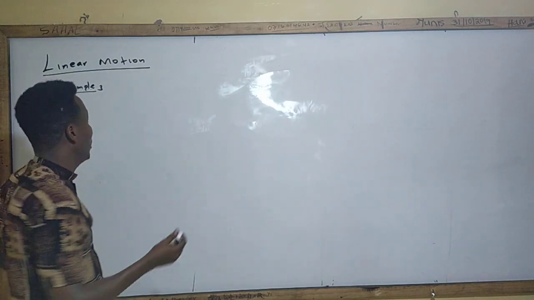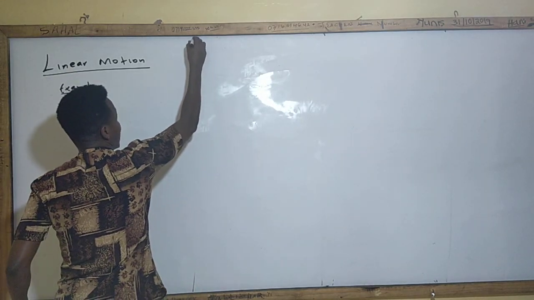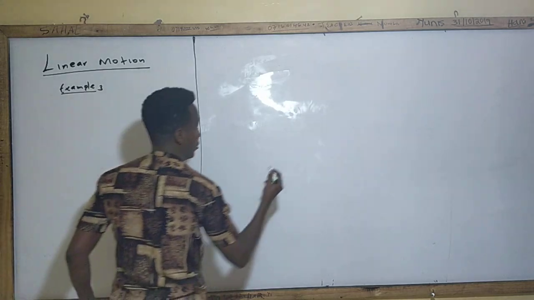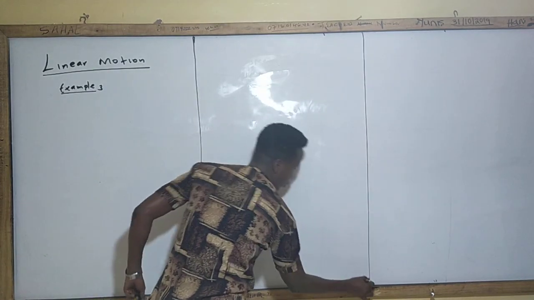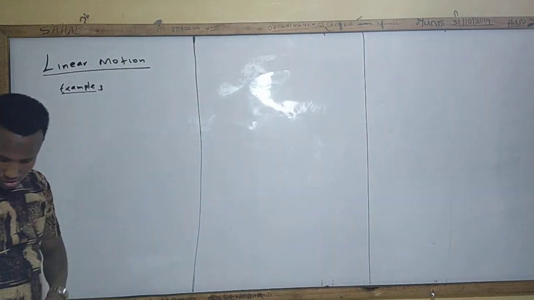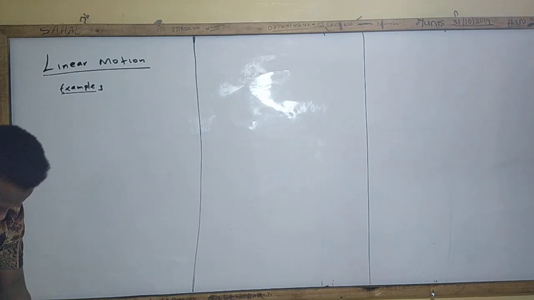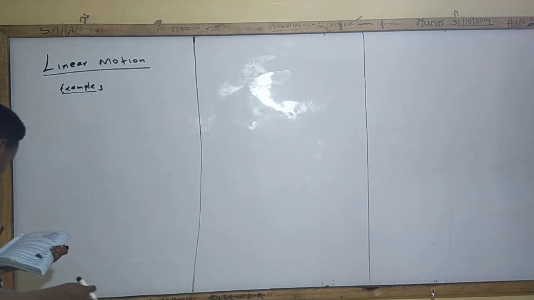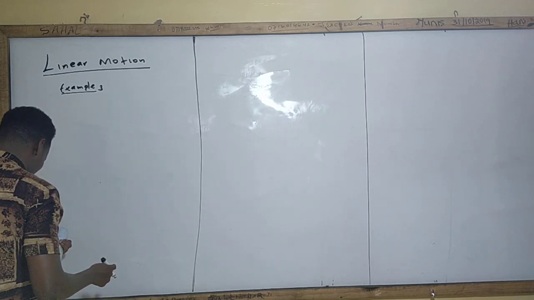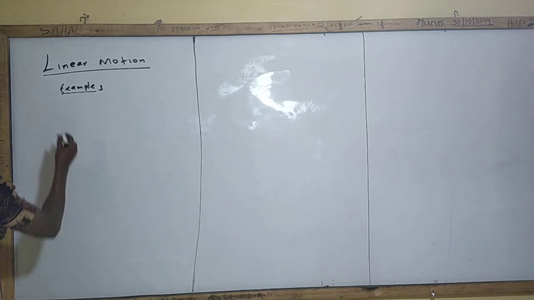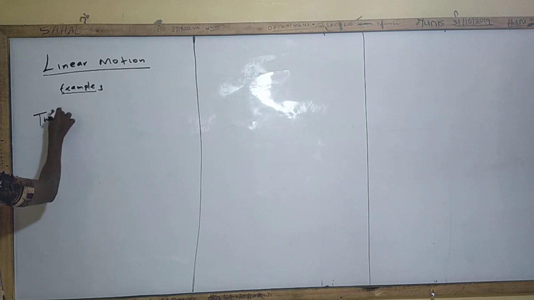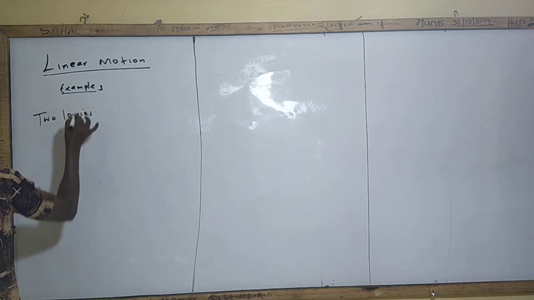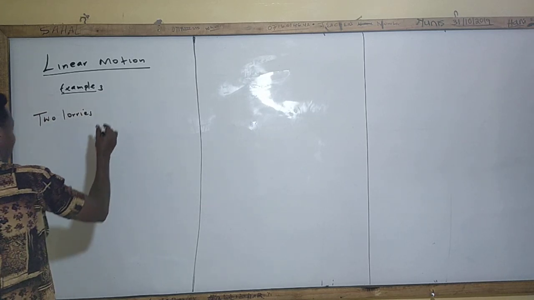Now, as far as our class of today is concerned, let's see the last example, guys. Okay, let's see. We are told 2 lorries. We have 2 lorries, A and B.